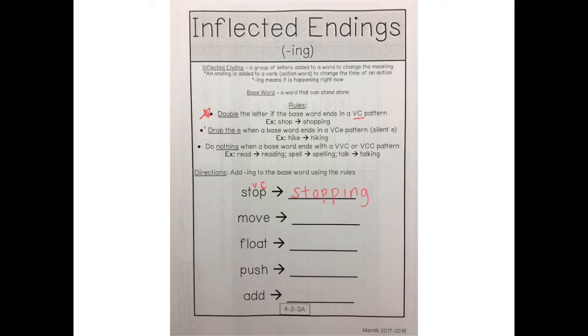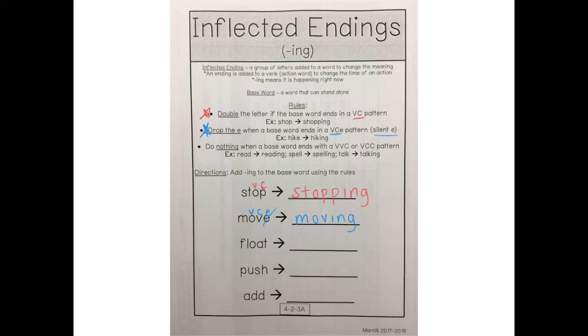Our next rule is drop the E. We drop the E when a word ends in a vowel-consonant-E pattern, or silent E. So in the word move, I see my vowel is my O, my consonant is V, and I have my silent E at the end. I automatically know to drop the E and add -ing to get moving.